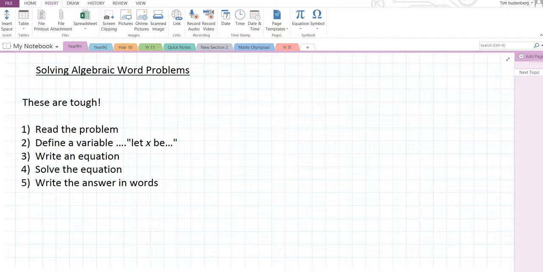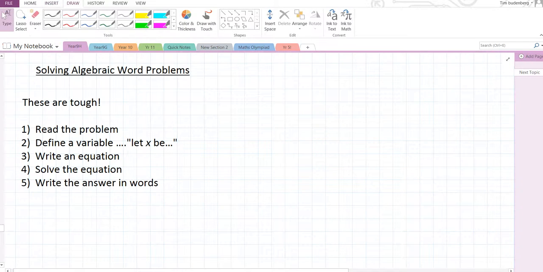Now, today we're going to start quite a difficult section of algebra, and that is solving algebraic word problems. So, can you please get out your notebook and write down the title, Solving Algebraic Word Problems, and then write down the 5 broad steps that I've got outlined on the board, please.